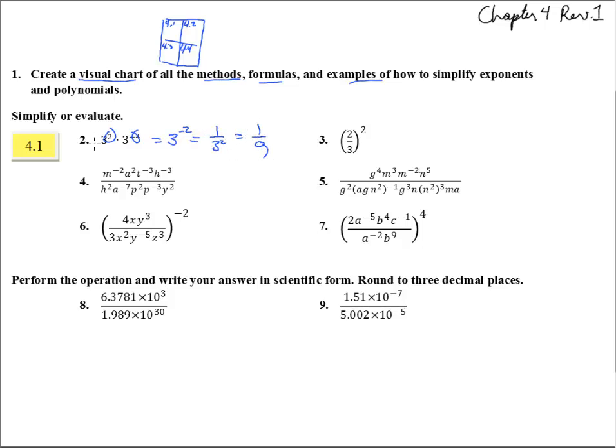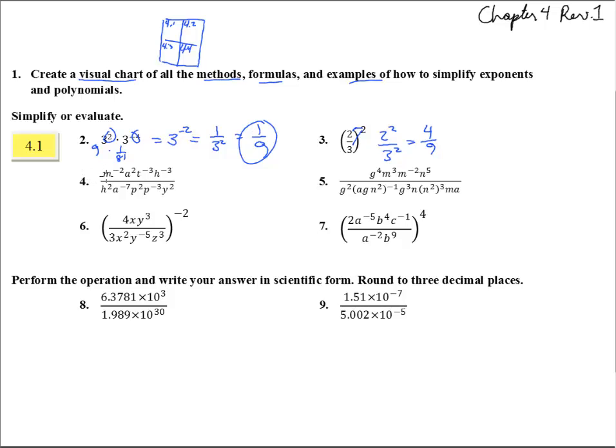And you can try this. This is going to be 9 times 1 over 3 to the 4th, 81, and you'll get 1/9. Number 3, this squared goes to that guy and to that guy. So we get 2 squared over 3 squared, gives us 4/9.